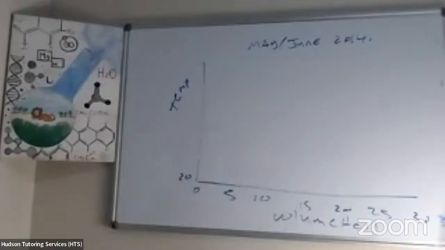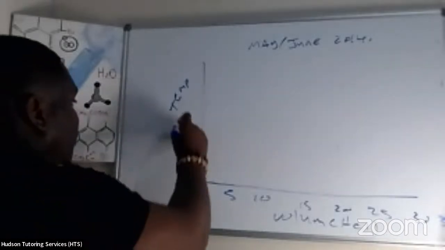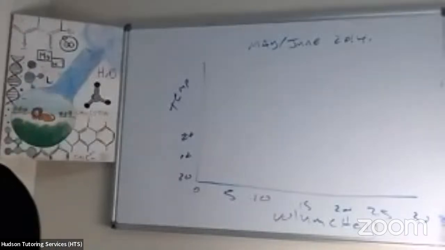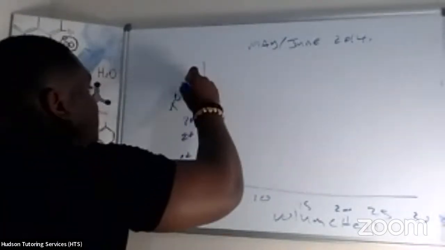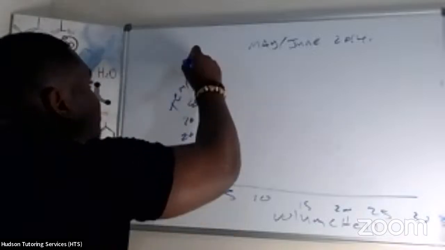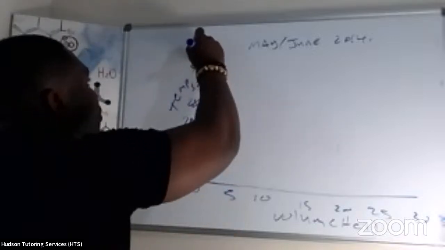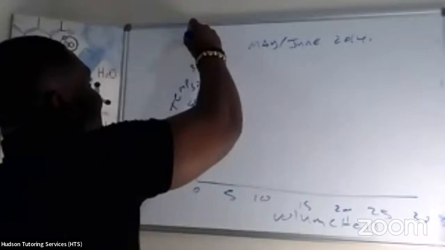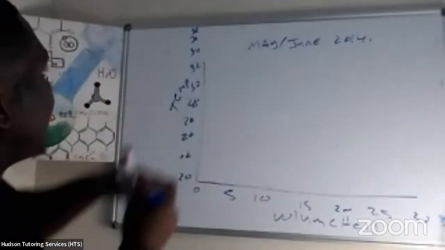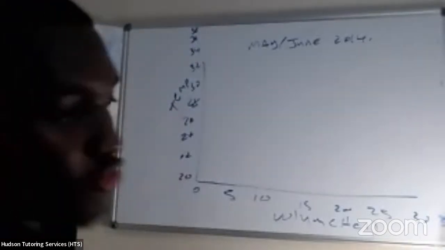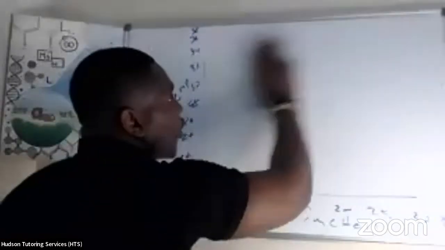So it's looking at 20, 22, 24, 26, 28, 30, 32, 34, 36, 38, and 40 will be up here. Remember, it's a rough estimate. All right, so let's go now.